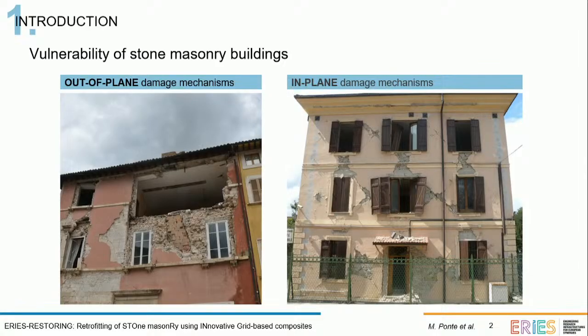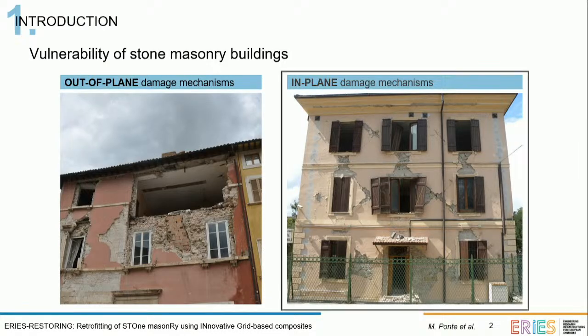We are focused on the vulnerability of stone masonry buildings. These buildings are usually vulnerable, firstly, to the out-of-plane damage mechanism due to the overturning of the walls, but also to the in-plane damage mechanism governed by shear or flexural failure. In this case, we want to reduce the in-plane vulnerability of these buildings.